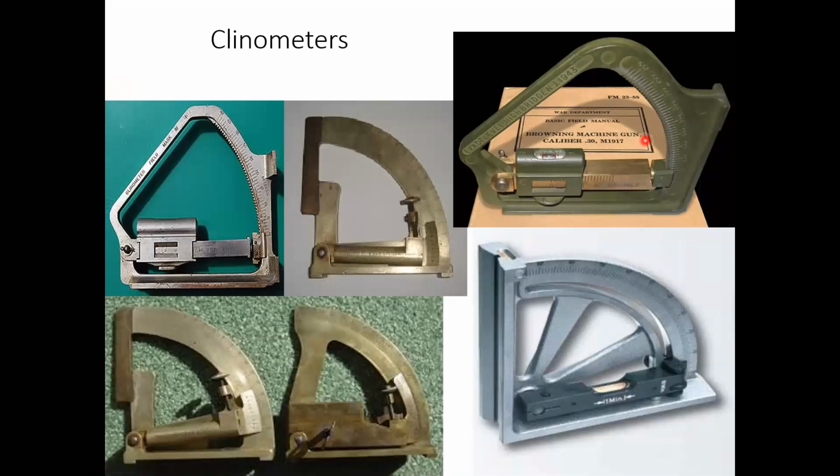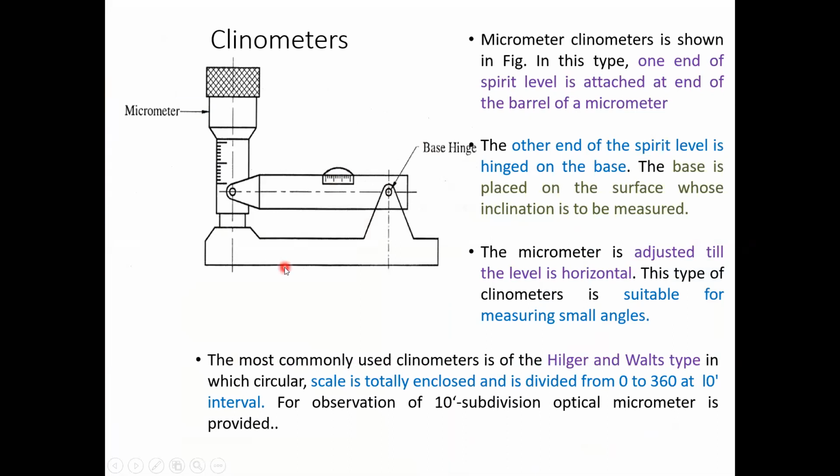These are the different clinometer types. This is the micrometer clinometer, in which the micrometer principle is used. It looks like a micrometer: it has a ratchet, a barrel and a thimble, all the same as a micrometer. But here the spirit level is mounted on the rotating member, one end of the rotating member is attached to one end of the micrometer, and the other end of the rotating member is hinged here.